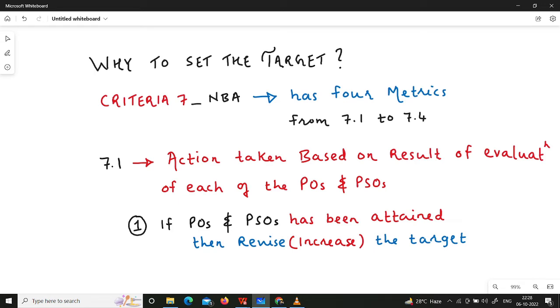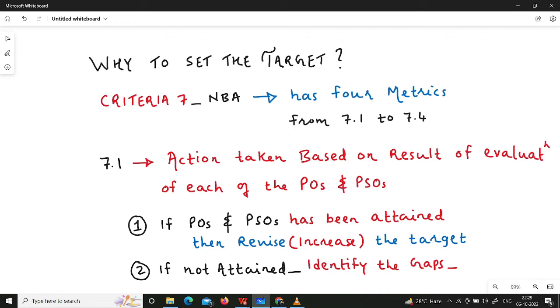So whatever target they have set for a particular batch, if the POs and the PSOs have been attained, the department can revise, can increase the target for the next batch. If it is not attained, in that case the department has to identify the gaps and the department has to implement it.